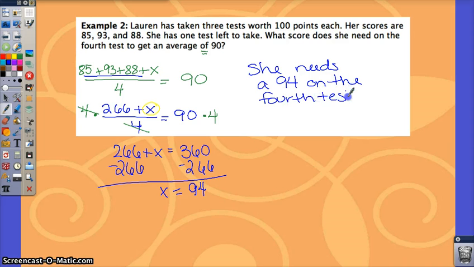Anytime you have a word problem, I like to answer it with a word answer. So she needs a 94 on the 4th test. Please write that down as well.